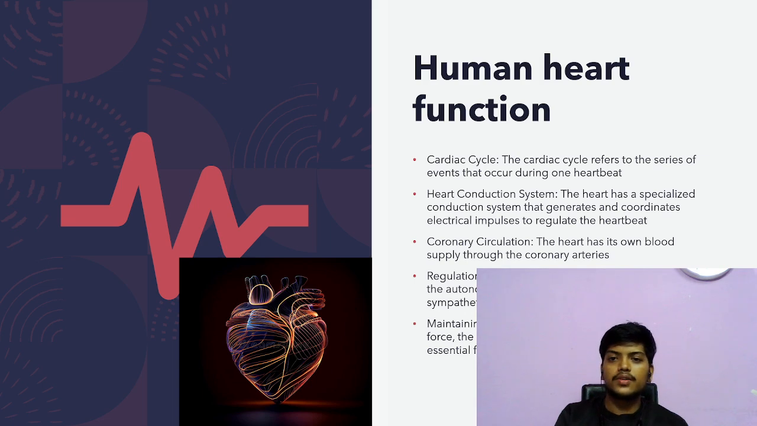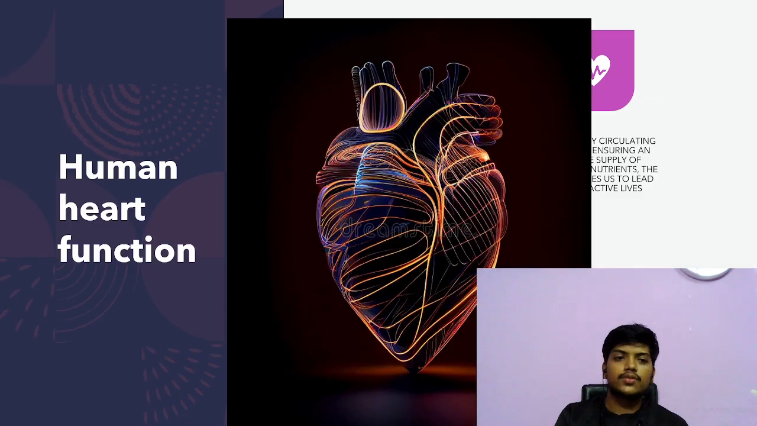The cardiac cycle refers to the series of events that occur during one heartbeat. The heart has a specialized conduction system that generates and coordinates electrical impulses to produce the heartbeat. The heart has its own blood supply through the coronary arteries. The heart rate is regulated by the autonomic nervous system, especially the sympathetic and parasympathetic divisions. By maintaining blood pressure, the heart helps ensure proper circulation and organ function.